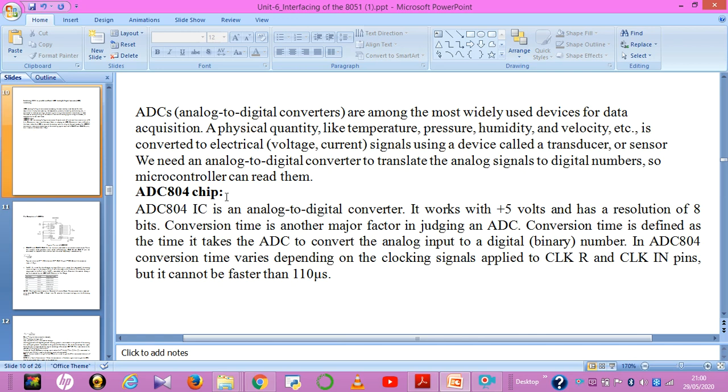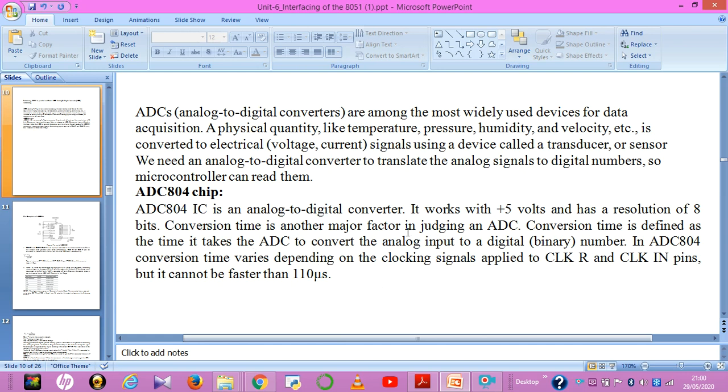So how is the interface going to happen with ADCs? Here you are using ADC 0804. It is an IC called an analog to digital converter. It works with 5 volts. It has a resolution of 8 bits. Okay, that means it produces 8 bits output.